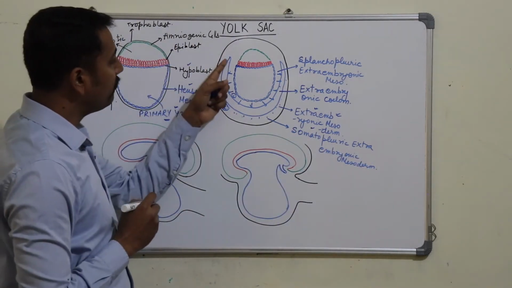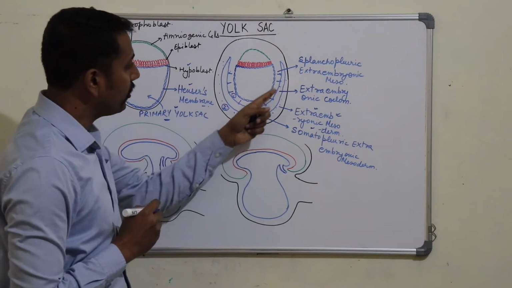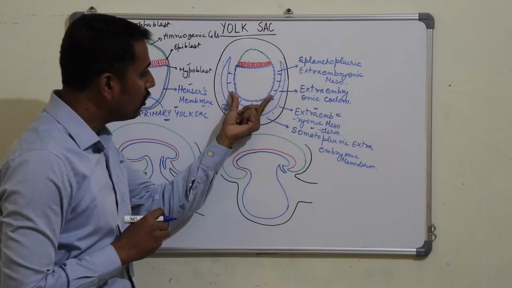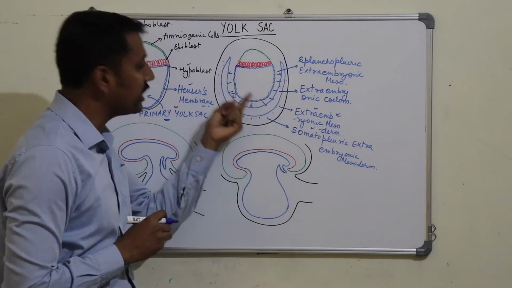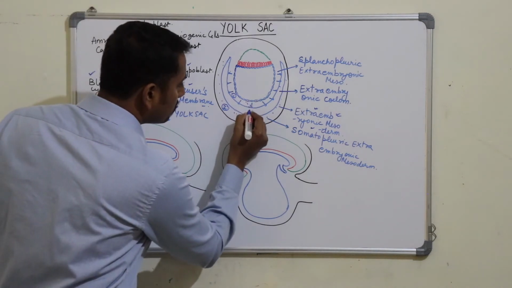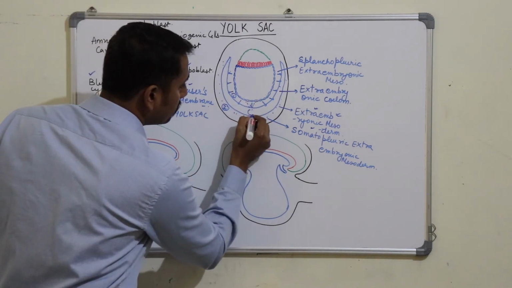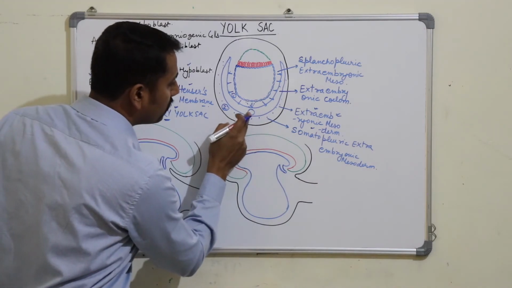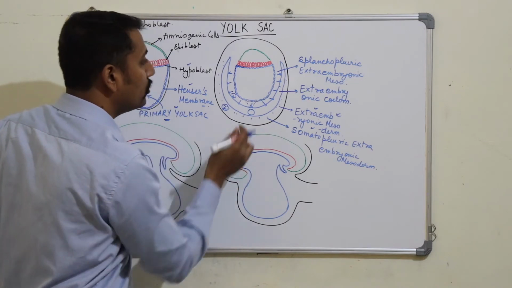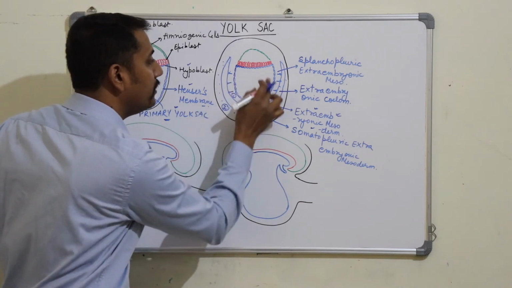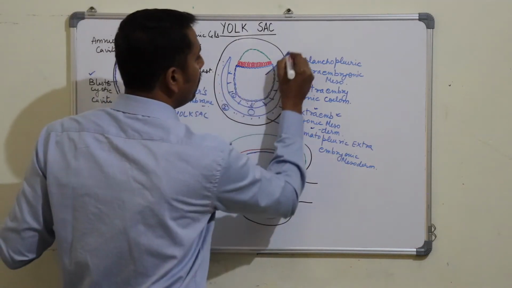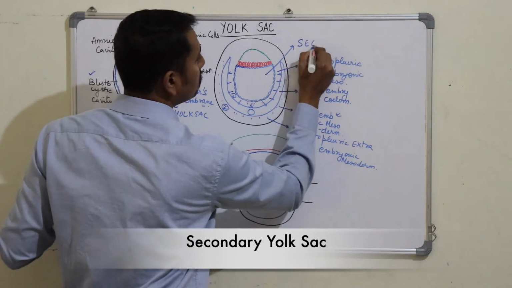Okay? After the formation of the extra embryonic coelom in the extra embryonic mesoderm, a small part of the primary yolk sac is pinched off like this. So this small part of the primary yolk sac has been pinched off, which has led to reduction in the size of the primary yolk sac. And now this reduced primary yolk sac will be known as secondary yolk sac.